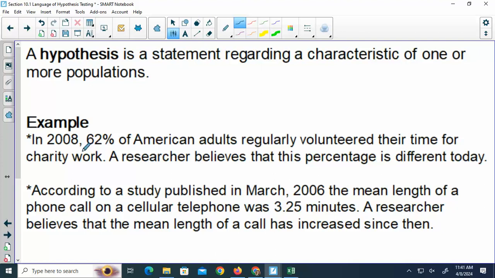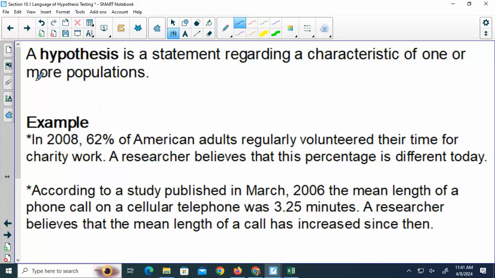So for example, in 2008, 62% of American adults regularly volunteered their time for charity work. A researcher believes that this percentage is different today. So our hypothesis that we're looking at is that it has changed. According to a study in March 2006, the mean length of a phone call on a cell phone was 3.25 minutes. A researcher believes that the mean length has increased. So our baseline was 3.25. The hypothesis would be what? It's increased. It's greater than that.